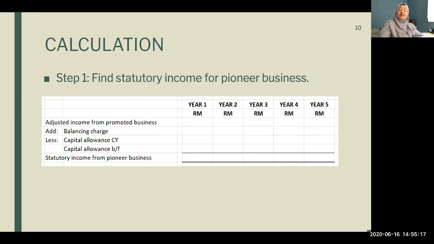So you have to make sure that your SI is correct, because all the computation is actually based on your SI: 70% of SI, 30% of your SI. If your SI is wrong, then you will have a domino effect.